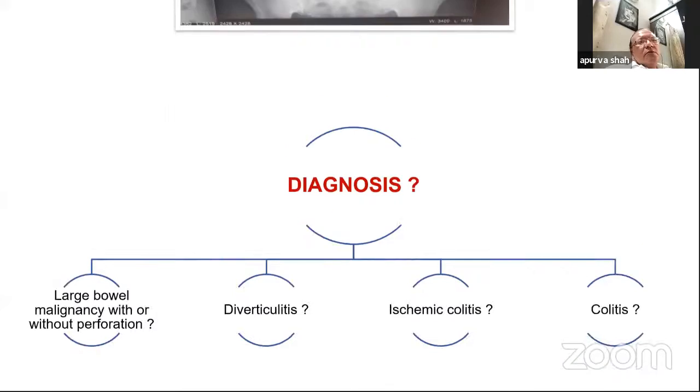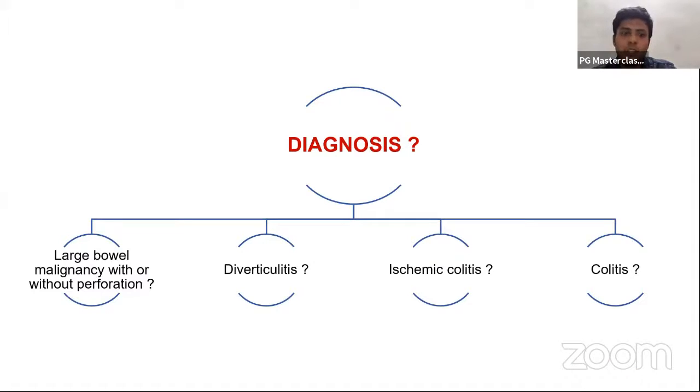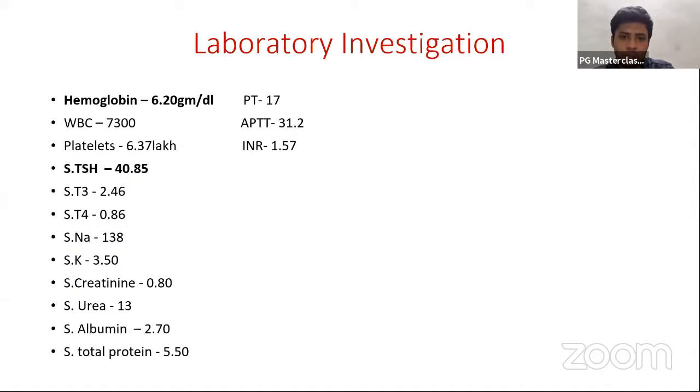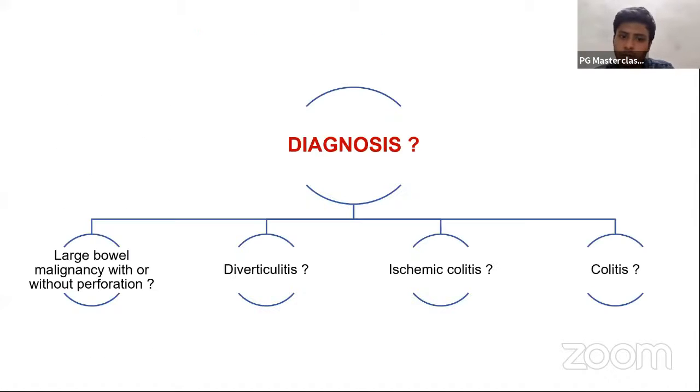So on history and examination, there were 4 possible diagnoses. First diagnosis was large bowel malignancy with or without perforation. Second would be diverticulitis. Third was ischemic colitis. And fourth could be colitis. So some kind of infective pathology or ischemic pathology or maybe even malignancy.